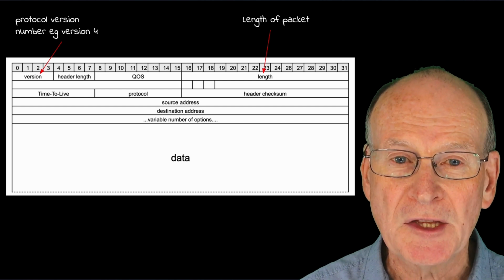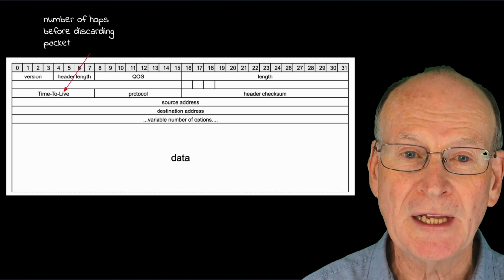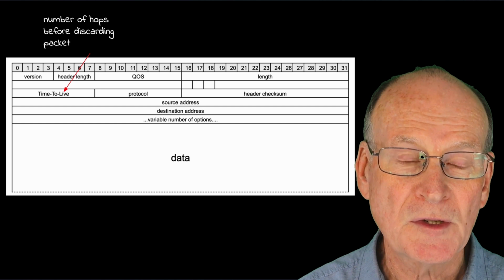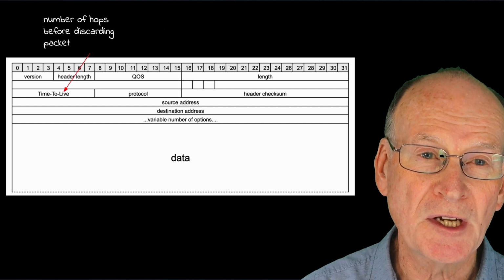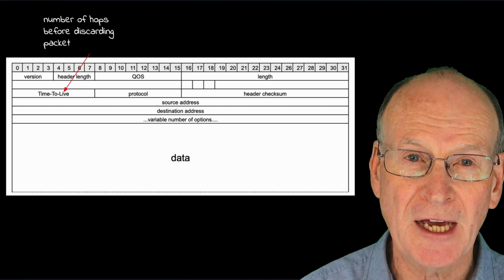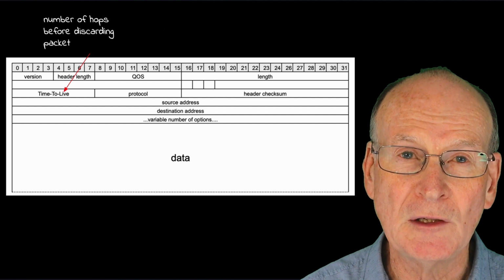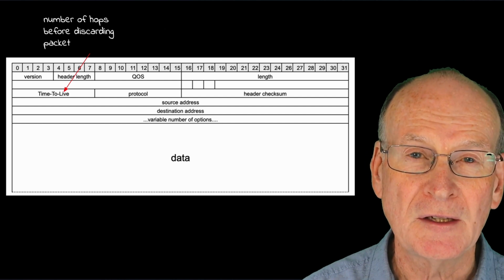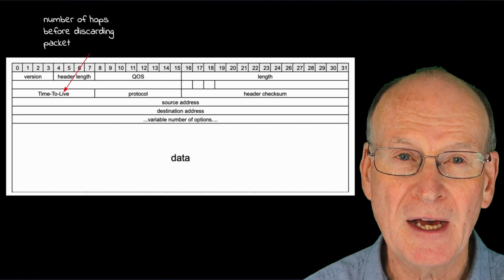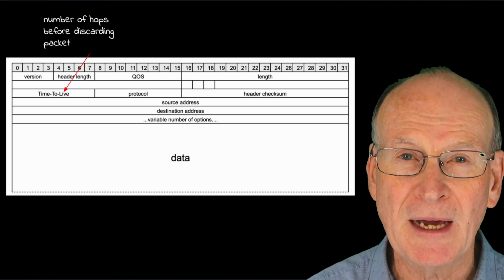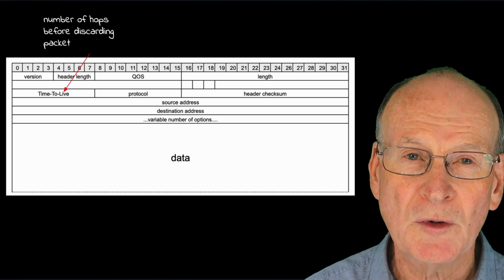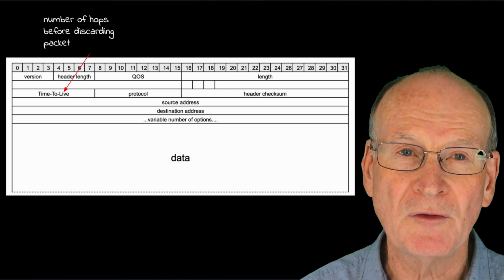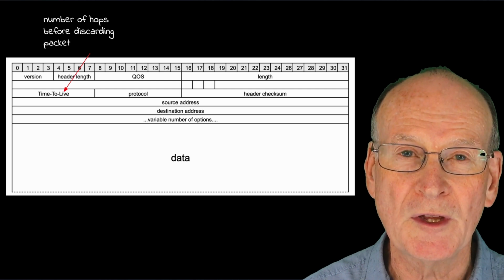There's also the length of the packet, because the packet can be variable length. There is a thing called time to live, which is the number of hops before the packet's discarded. This is to prevent loops occurring accidentally in the network. If it's going round and round a particular set of paths and getting back to the beginning and going again, then you want to stop that. And so you have this time to live or hop count before the packet is discarded.